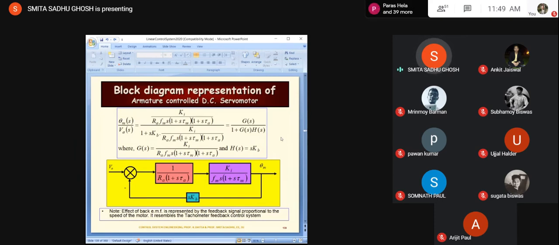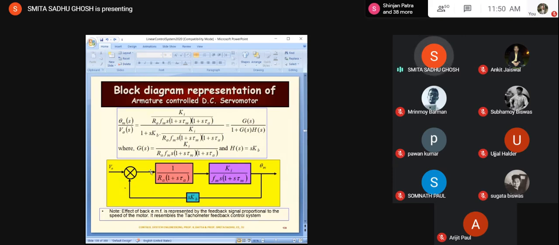We are just representing what is being done. It resembles the tachometer feedback. Okay, don't get me wrong. It is not that we are feeding back the speed. Back EMF is being produced in the motor itself. It is like a tachometer feedback, is what I stated. We are not taking a tachometer and then feeding back the speed as you have thought. Rather, this is representing what is happening internally within the armature controlled DC servo motor. Nobody is feeding it back separately.